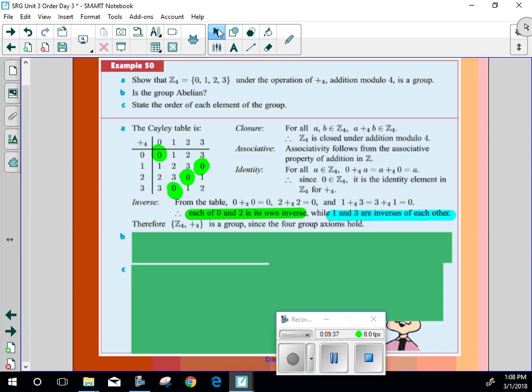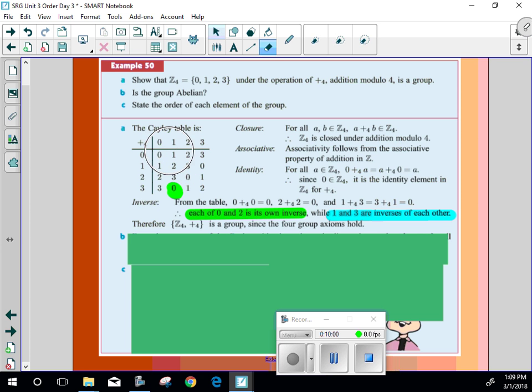And then you can say, therefore, and I like it when they put Z4 and plus 4, in other words, the integers modular 4, plus 4. I don't know why they have the 4 here, but Z4 with plus 4 has all 4 axioms, so therefore it's a group. So it's a group because all 4 axioms hold.